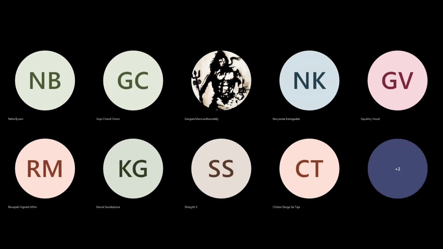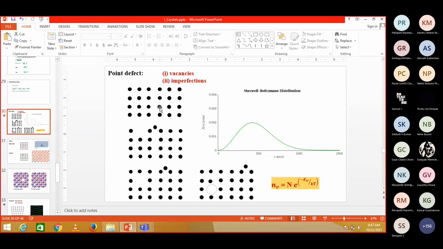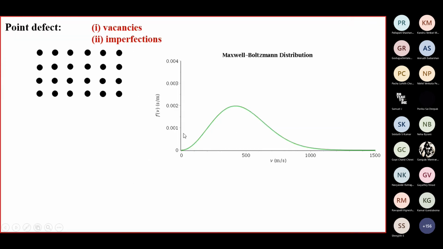So yesterday we were discussing vacancy formation. This green line, the graph, represents: the x-axis represents the energy of the atoms, and the y-axis represents the number of such atoms. Now, which atoms are these? These are the atoms which are in the crystal, the atoms which have occupied lattice points.